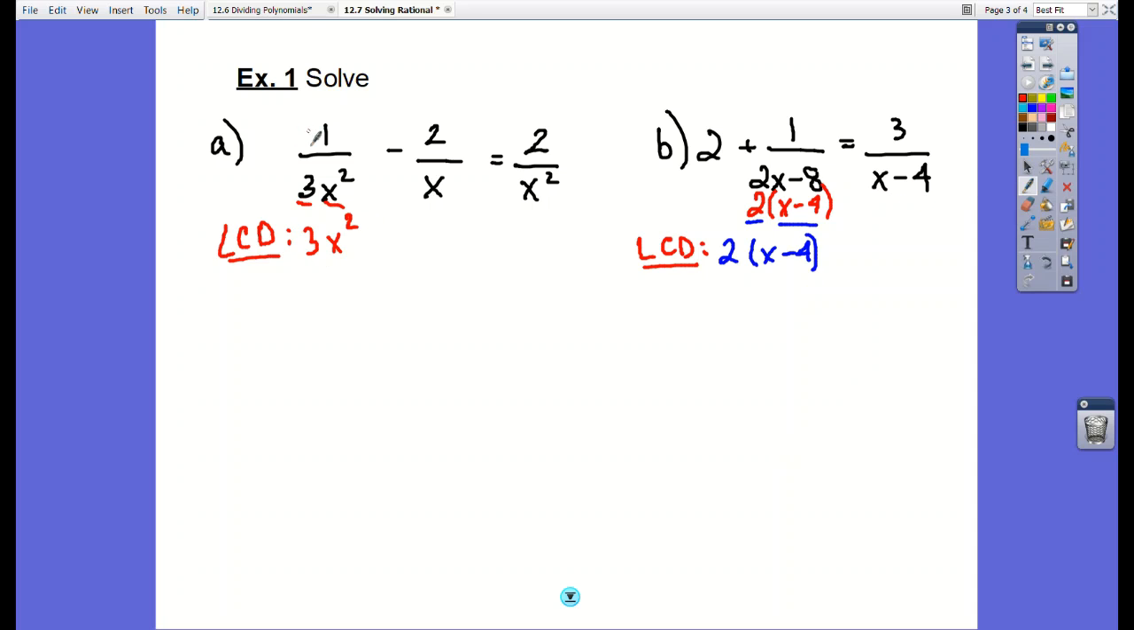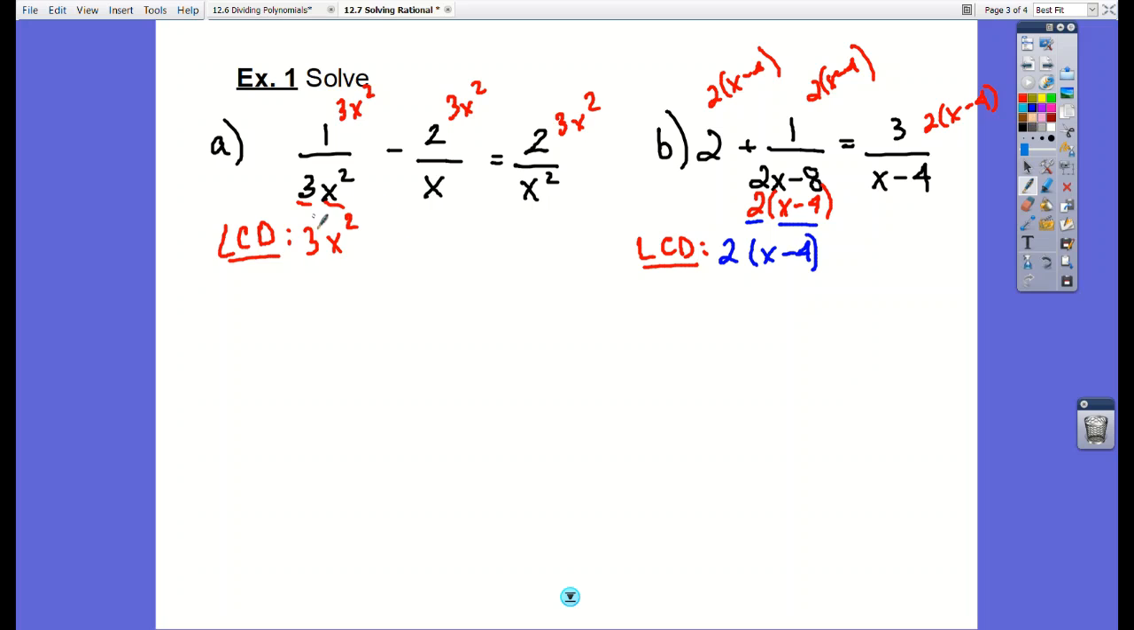So then as you're solving these problems, and I'm just going to stop right here, 3x squared, 3x squared, 3x squared, multiply the numerators, everything, by your LCD. Do the same thing here. 2 times x minus 4, 2 times x minus 4, 2 times x minus 4. Once you get the common denominator there and written, that's the biggest thing.